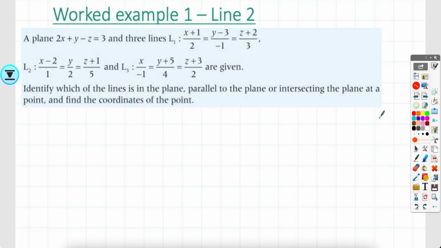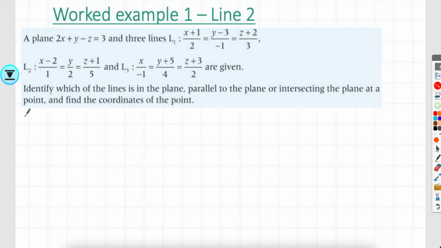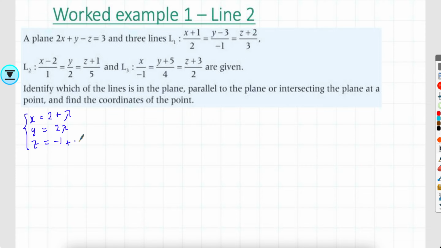Now let's have a look at line 2. I will immediately jump to writing it in parametric form. So this will be 2 plus lambda, 2 lambda, and -1 plus 5 lambda. And if I substitute in my plane, I'm going to get 2 plus lambda plus 2 lambda minus (-1 plus 5 lambda), and I'm trying to see if it's equal to 3.